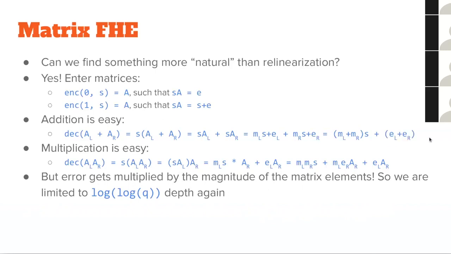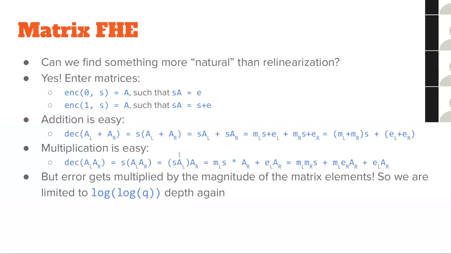It's basically the same thing that we had before. Except here, instead of dealing with vectors, we're dealing with matrices, and matrices can actually be multiplied. The decryption of the multiplication of the matrices is going to be S multiplied by AL times AR. Remember, you can think of matrices as linear maps, so you pass S through AL, and then you pass S through AR. And so the eigenvalues get multiplied as well.